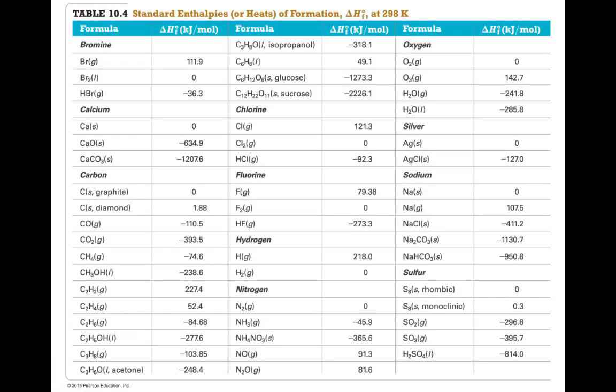Now the tabulated data that we have here, this is our standard enthalpies, or heats of formation, and we have a much larger table of this in the back of your book. But we see anything in its standard elemental state is 0. We've got Br2 in the liquid form, 0, calcium solid, carbon in graphite form, Cl2, F2, H2, N2. Those are all 0 because those are standard elemental states. And so the heat of formation for anything in its standard elemental state will actually be 0.